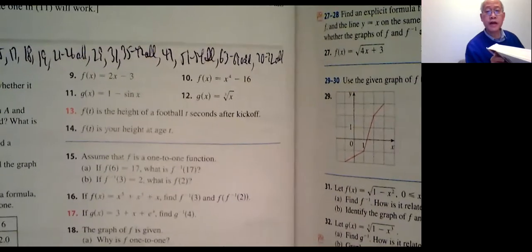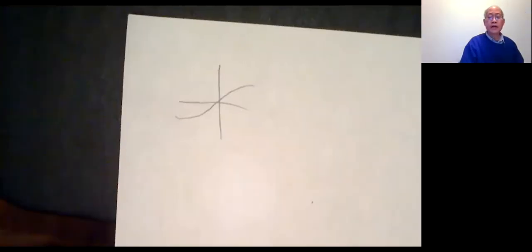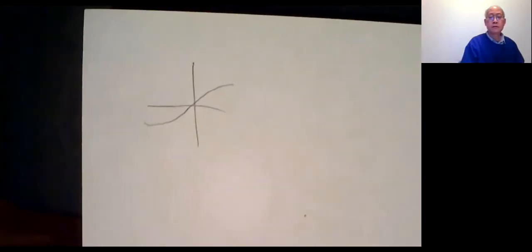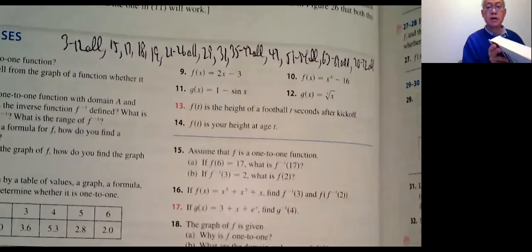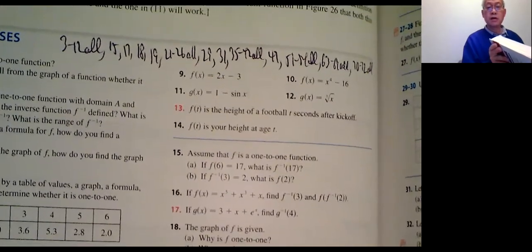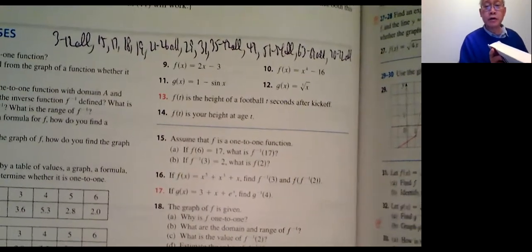12, cube root of x. Remember what the cube root function looks like? Cube root function, sort of like that. So that one will be a yes. That one is one-to-one, right? Okay. All right, I'll let you try 9 and 11 on your own.